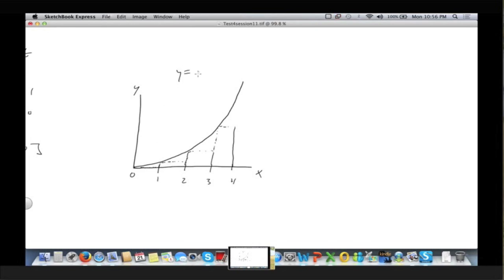Okay, so this function was, well, okay, so this area is 1.